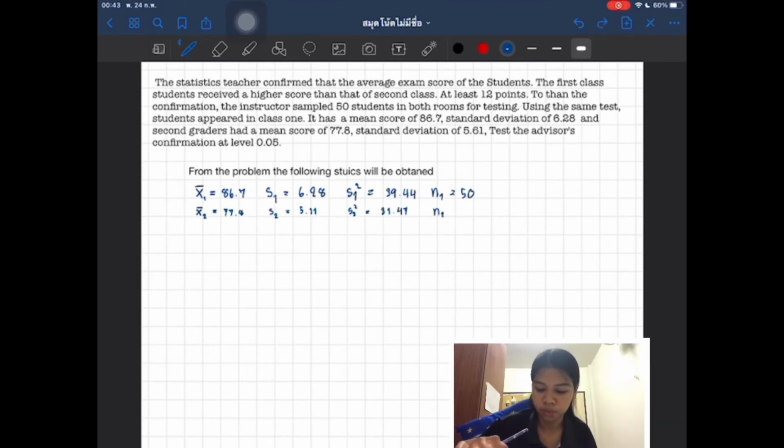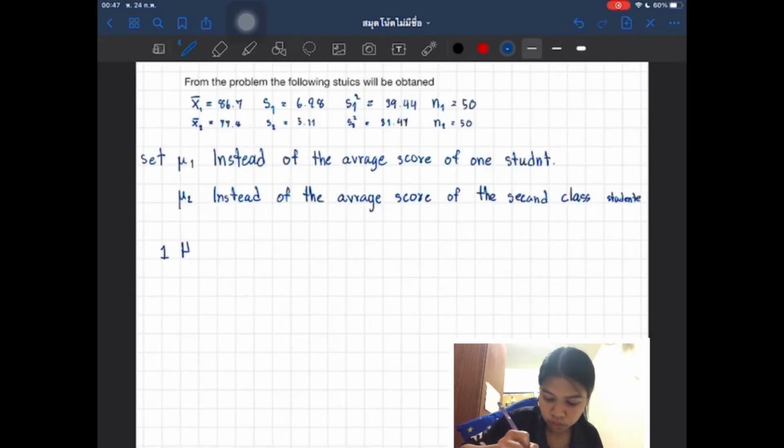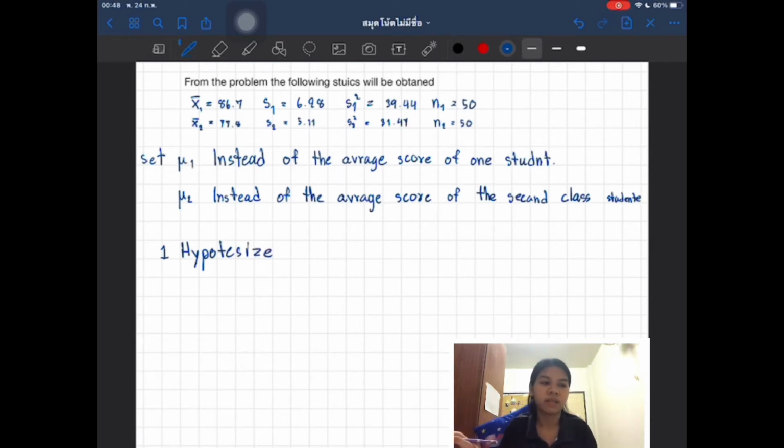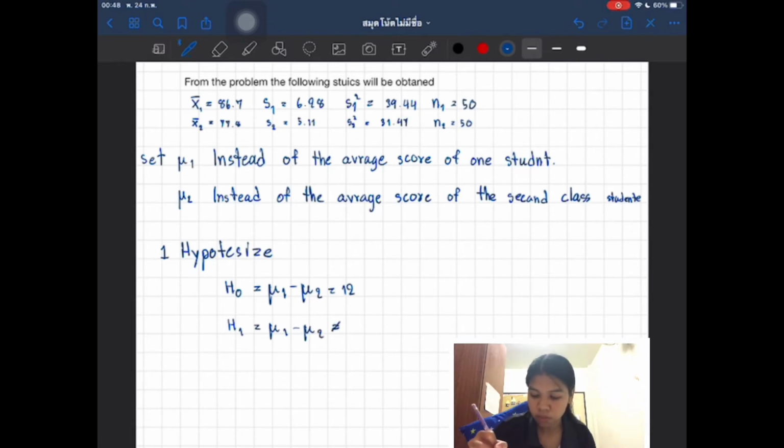Step 1: hypothesis. H0 equal 12. H1 not equal 12.